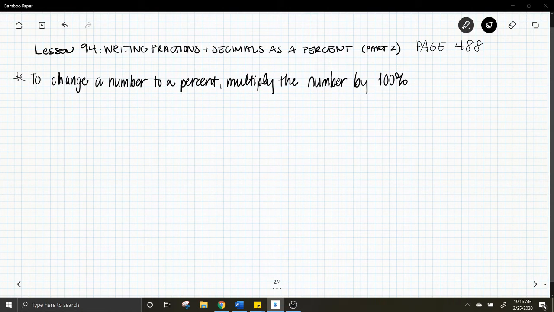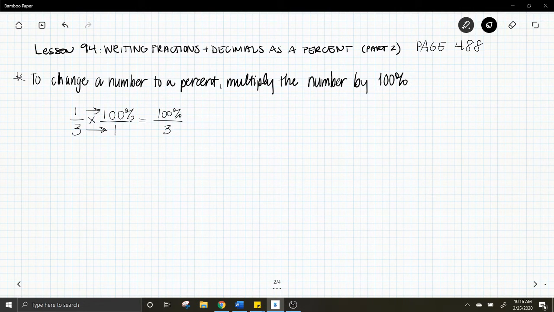So let's start with example 1. Change 1/3 to a percent. We're going to follow this process. We're just going to multiply by 100%. I'm going to make that a fraction by giving it a denominator of 1. Remember, when you're multiplying fractions, you just multiply across your numerators and across your denominators. So now we have 100% over 3. To make this just a percent, instead of writing 100 over 3, we're going to do the division that's implied. We're going to do 100% divided by 3.